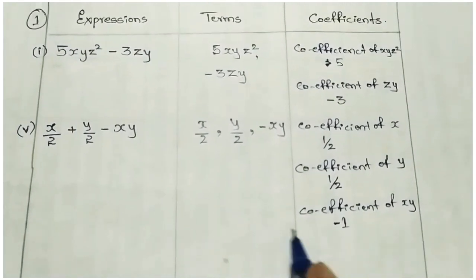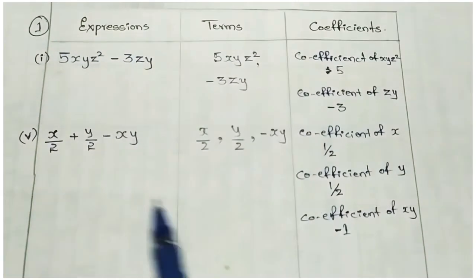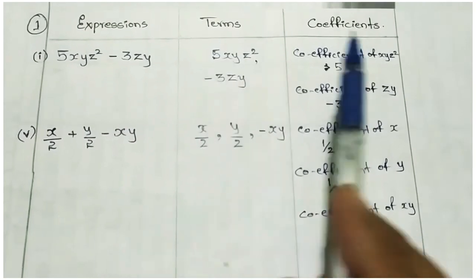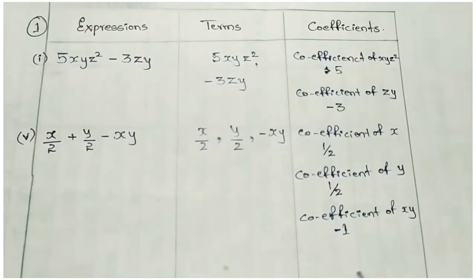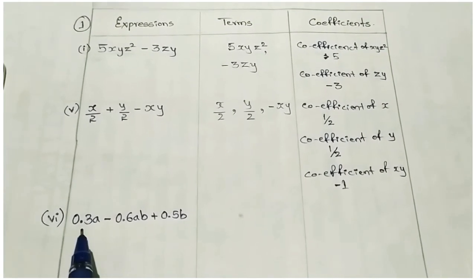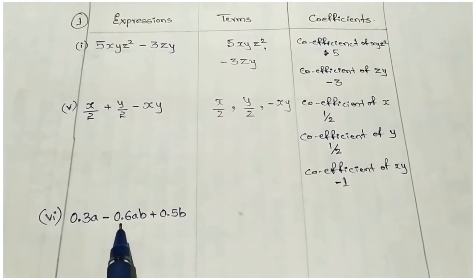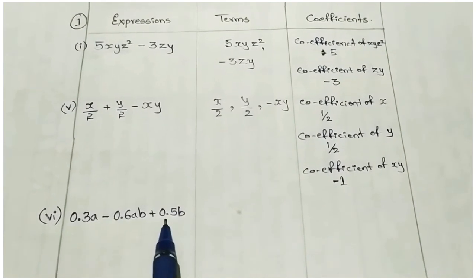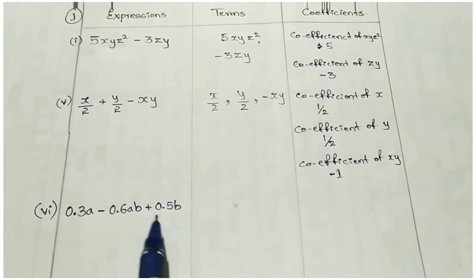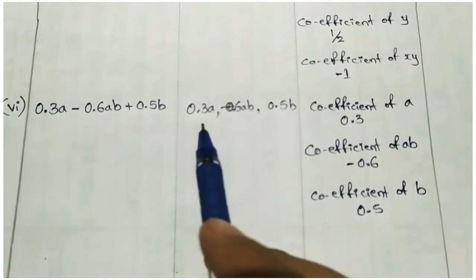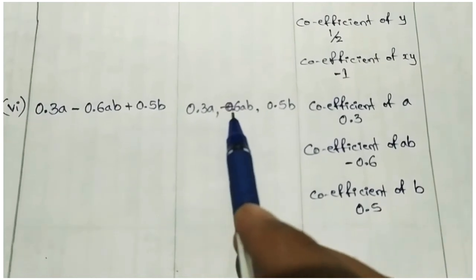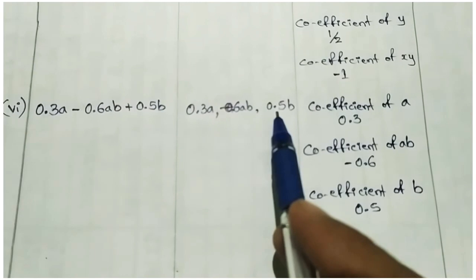So like this you have to make one table. In that, first column expression, next terms, next coefficient of those terms, you have to write neatly. So sixth expression, 0.3a minus 0.6ab plus 0.5b. Okay, here how many terms did we get? We got 3 terms. So 3 terms are written separately: 0.3a, minus 0.6ab and 0.5b.